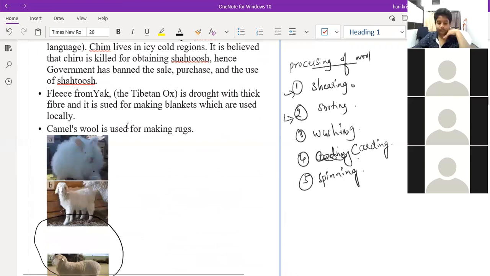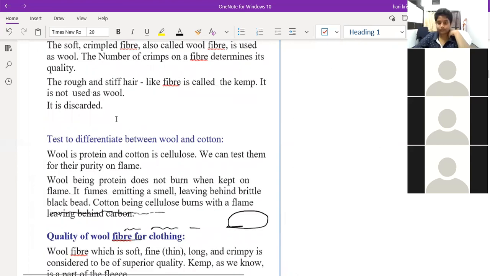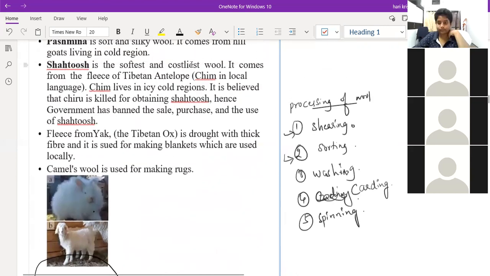All the things we'll discuss one by one, okay? Sir, shahtoosh comes from China. No, it comes from the Tibetan region, from the Tibetan antelope. Tibet and the Ladakh part are just adjacent to each other, right? Yes, sir, it's a border.